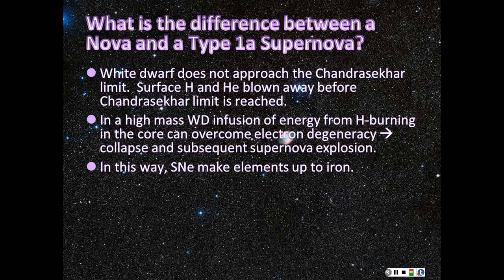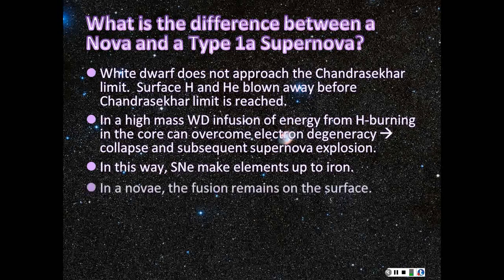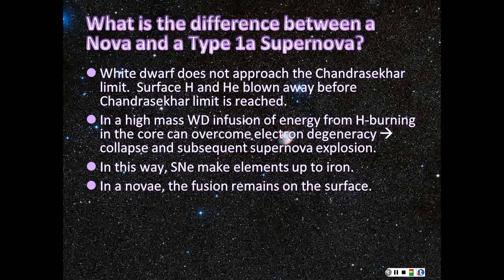Supernovae make all elements, and low mass stars make elements up to lead, but type 1a supernovae make iron very effectively. Whereas in a nova, the star isn't destroyed, you throw some material out in space, but you're not throwing out all that stuff that was in the star, and so the fusion just stays on the surface. So that's it for novae, and we're going to talk about neutron stars and black holes shortly.